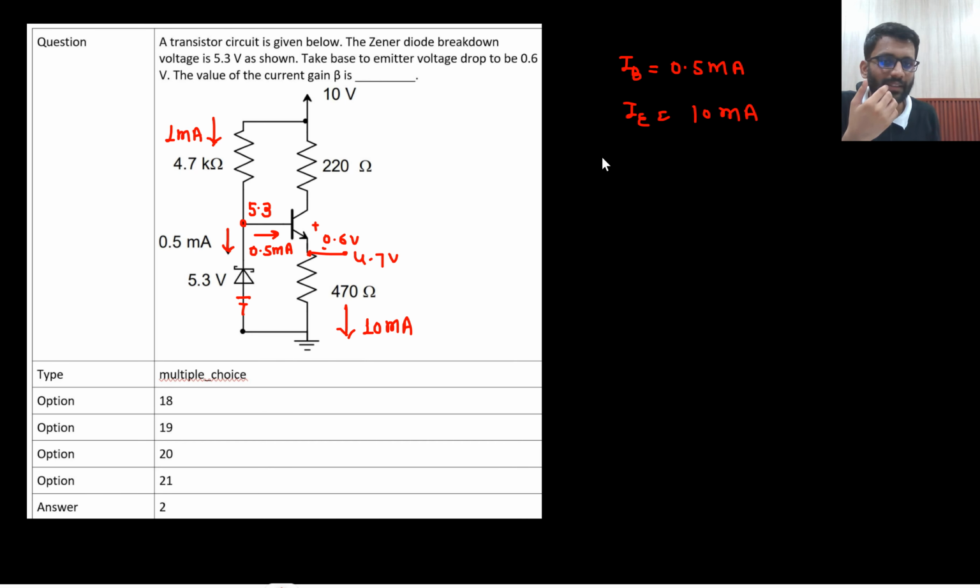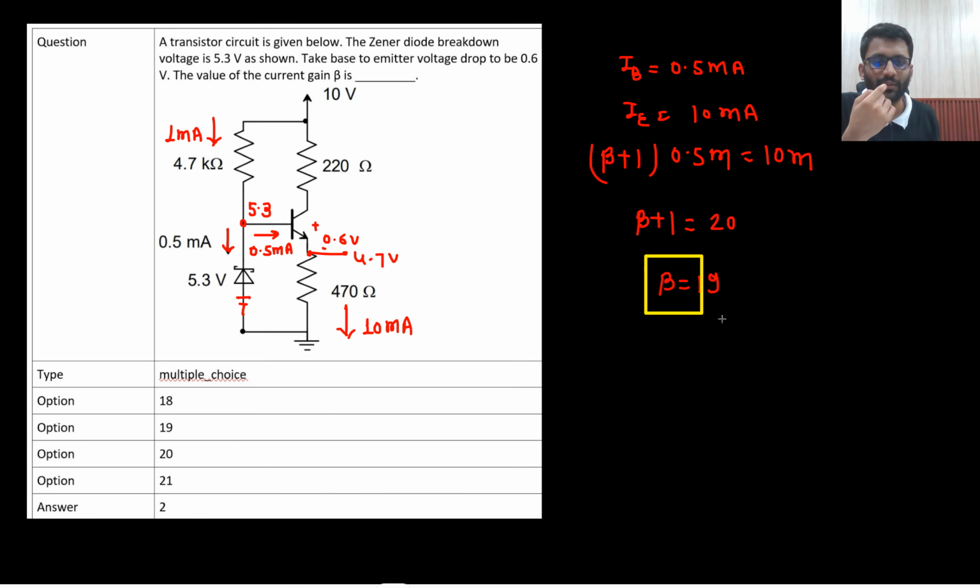So what is my emitter current? Emitter current is beta plus 1 into IB. IB is 0.5 milli, that is equal to 10 milli. So beta plus 1 is equal to 20. So beta is equal to 19. That's it. So my current gain is 19. Well and good. Very easy.